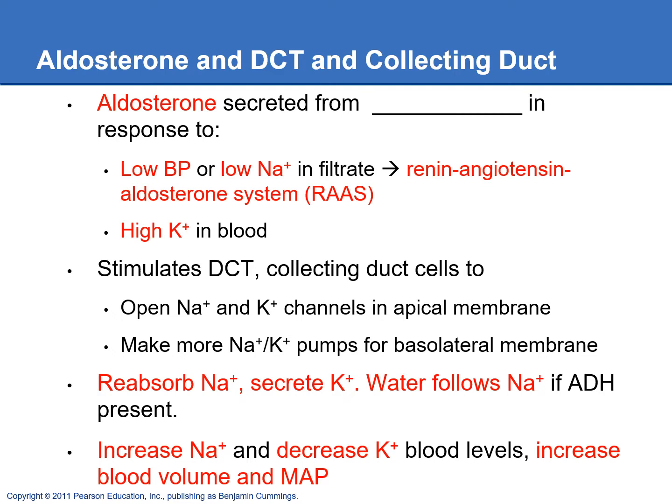Aldosterone is going to stimulate the distal convoluted tubule and collecting ducts to reabsorb sodium from the filtrate and put that back in the blood. And in exchange, we're going to secrete the potassium ions. And if you're reabsorbing sodium ions, and if ADH is present, then water will just follow the solutes and will follow the sodium. And so you end up increasing blood volume and increasing blood pressure. So the effect of aldosterone is it will increase blood volume and blood pressure, and it also keeps the sodium and potassium levels in homeostasis.